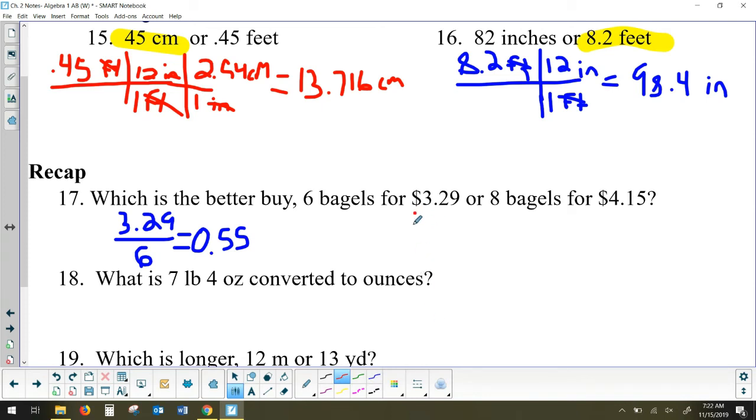Now we look. Paid $4.15. We got 8 bagels. So how much did we pay per bagel? Type it in your calculator, 0.52. Paid 52 cents for 1 bagel. So which one was the better buy? Which one did we pay less per bagel? When we paid $4.15 for 8 bagels.